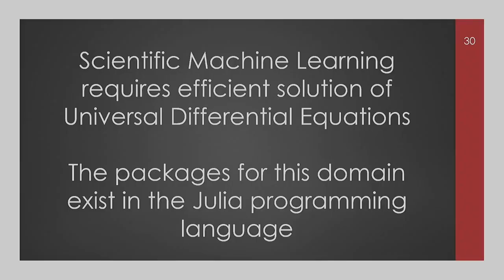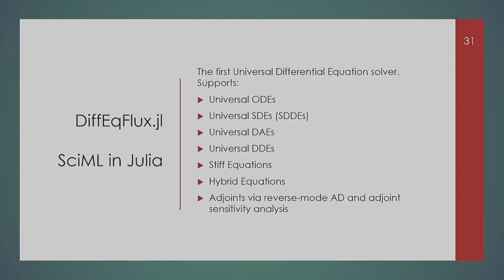And so scientific machine learning really requires efficient solutions to these universal differential equations, right? Because basically everything I'm saying here is, you train the differential equation here, or you train a convolutional neural network that's just embedded inside of a PDE, right? No big deal, right? But really what it came down to mathematically was we need to be able to train these things. And so the packages to do this all exist within the Julia language because we built them to do this, right?